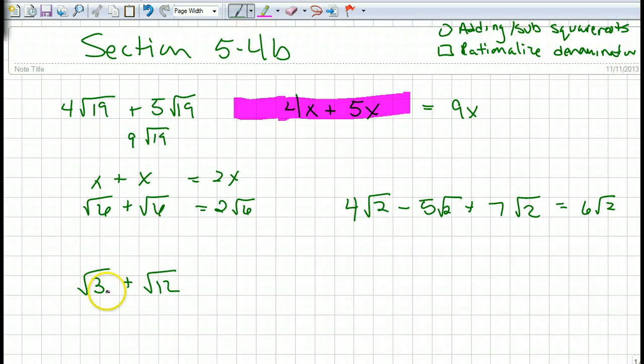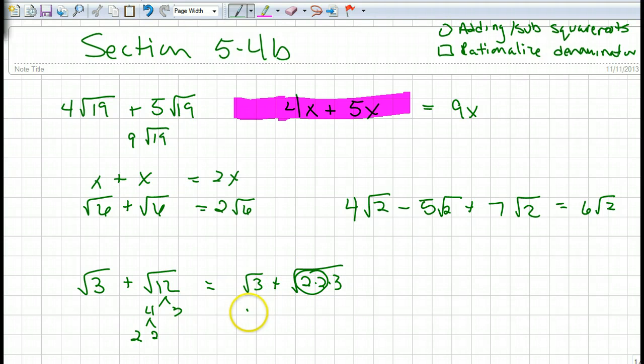I can't simplify the square root of 3 because it's already down to its prime number. But this one, I can simplify down into this. So this would be like saying square root of 3 plus the square root of 2 times 2 times 3. I have a pair of 2's here that I can take one out. So now I have square root of 3 plus 2 square roots of 3.